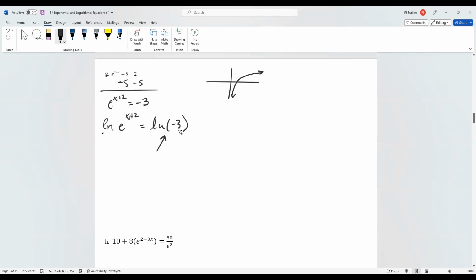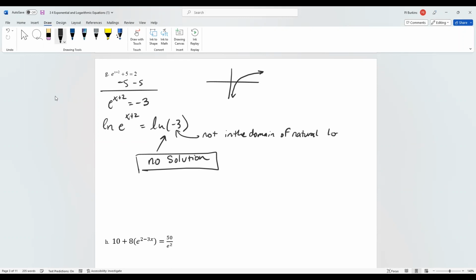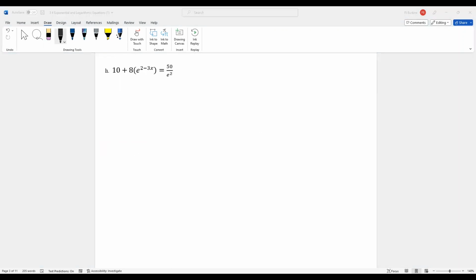And so if that's not in the domain, right, I can keep solving this. I can cancel out the log and e and solve for x. But because I have this log of a -3 here, I can jump right to no solution. And that's because the -3 is not in the domain of a log, and in our case, natural log. So it is possible that you run into a situation where there is no solution.